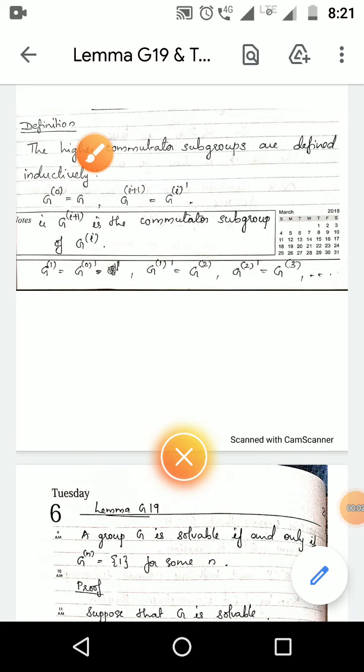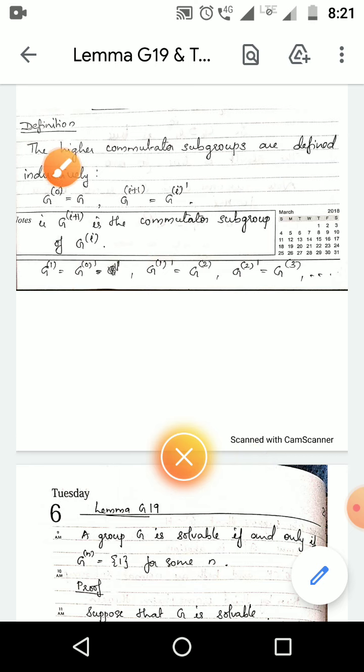Okay, here we define the higher commutator subgroups. We have already seen that the commutator subgroup of G is denoted by G dash, and we have seen some properties of commutator subgroups. That commutator subgroup is a normal subgroup of G, that is, G dash is a normal subgroup of G, and G by G dash, the factor group, is abelian. We use all these properties here in the lemma G19.